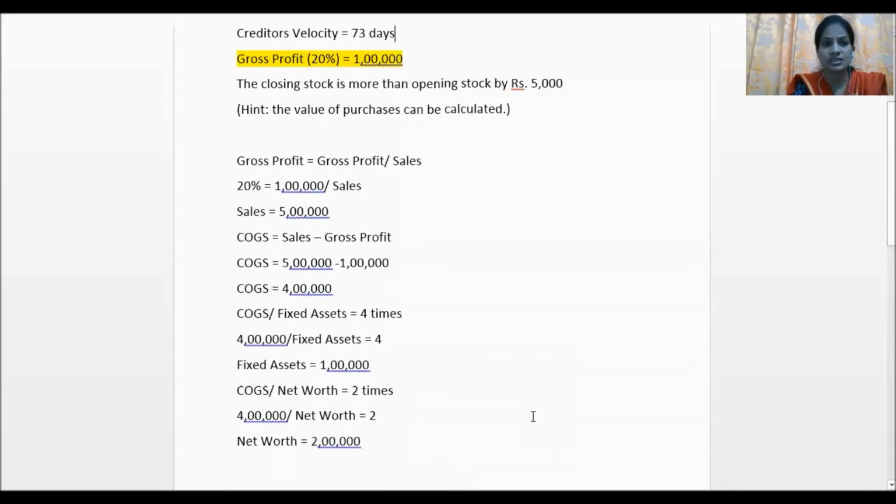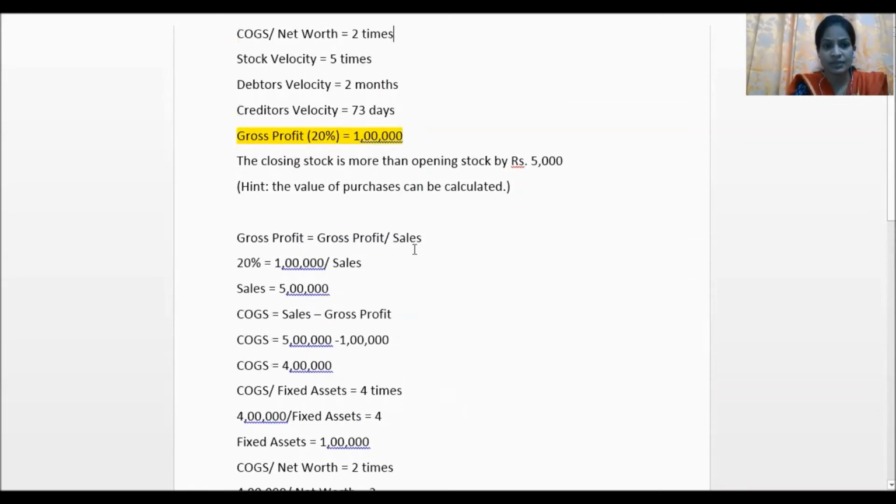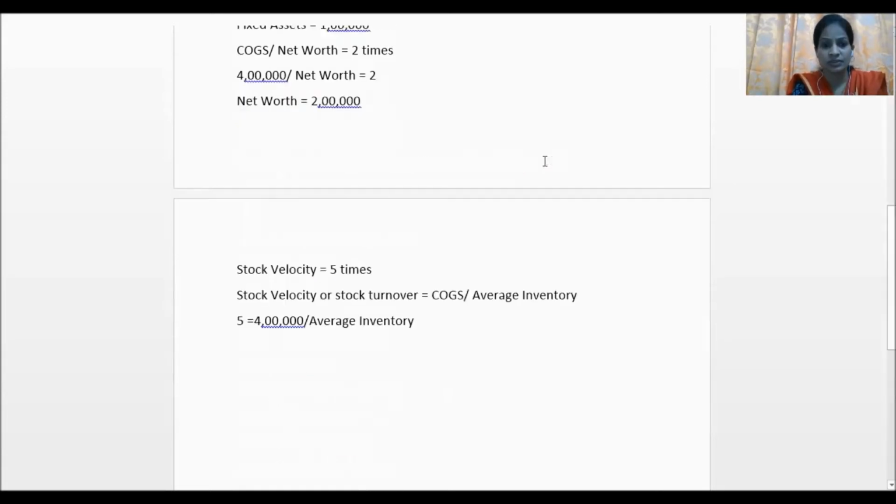Now if you read the sum, what details are given? Closing stock is more than opening stock by 5,000. It means in the sum, we have to find out both the types of stocks, so opening stock as well as closing stock. We have average inventory here. So let's find out first average inventory. So average inventory comes to 4 lakh divided by 5, 80,000.